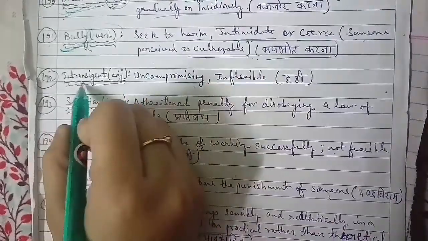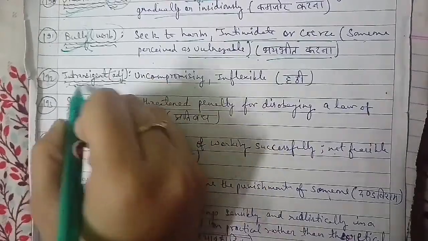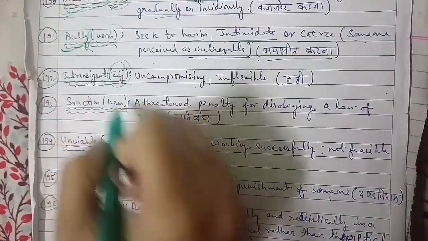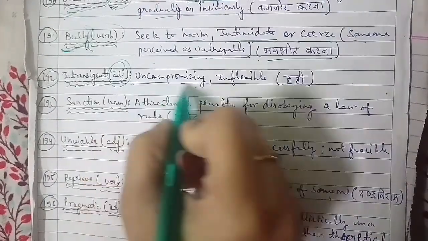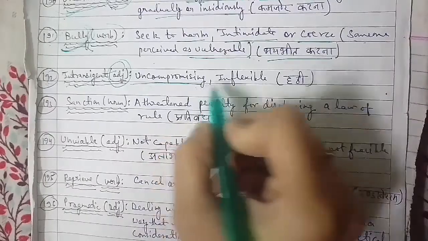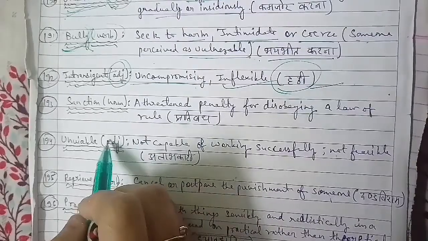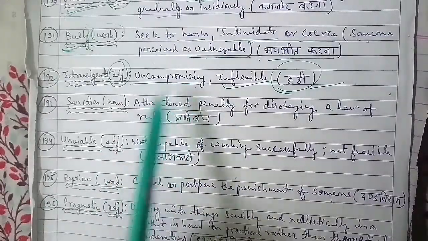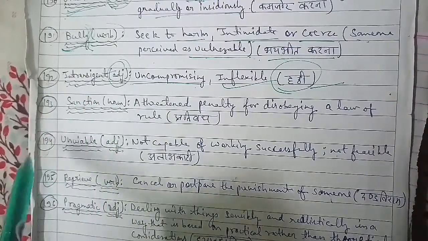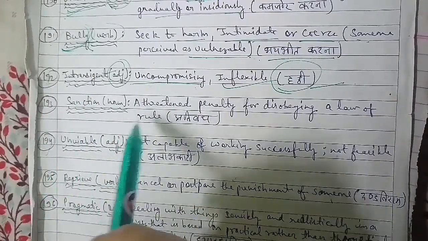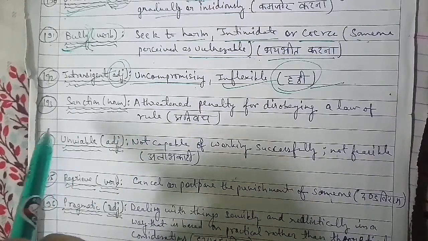Now the 192nd word is intransigent, and intransigent is used as an adjective. The meaning of intransigent is uncompromising, inflexible. In Hindi that is hati. If someone is inflexible or uncompromising, then you can use the word intransigent there. These words are new, and if you frame sentences with them, of course the person will get to know that you are good in English.